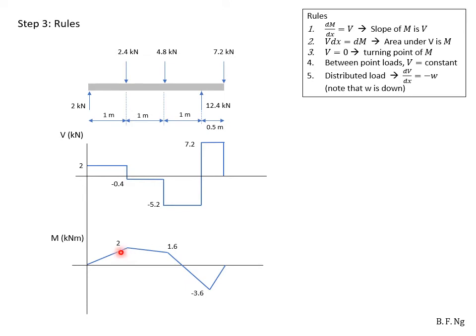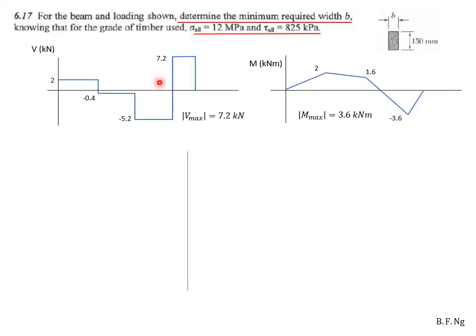To obtain the value of the moments, this itself is just the area under the shear curve, which is given by rule number 2. There are two conditions of maximum normal stress and maximum shear stress given by the question over here.